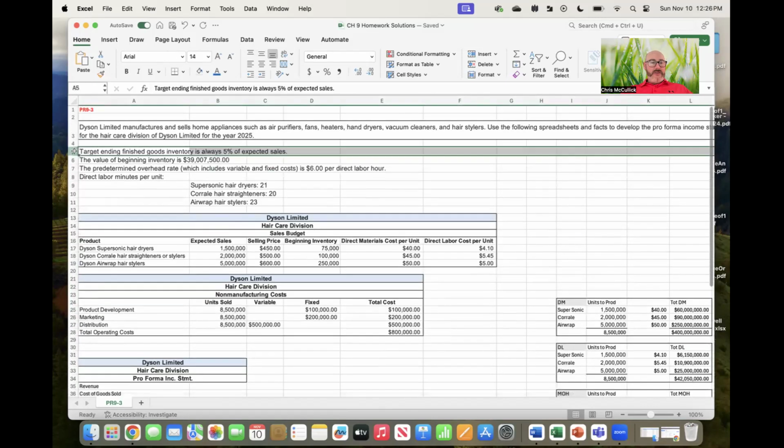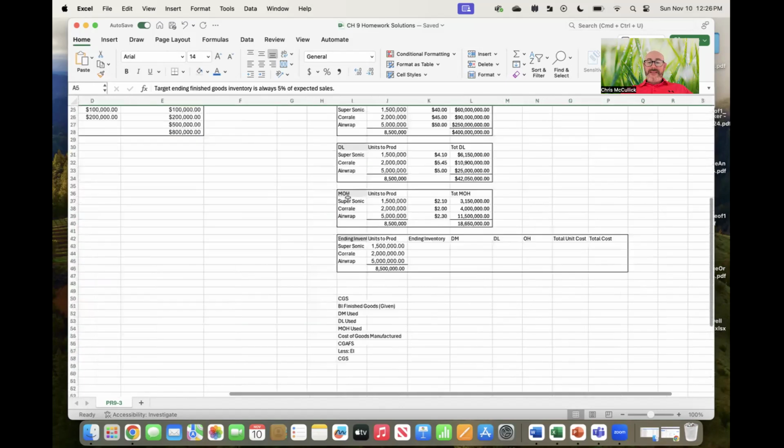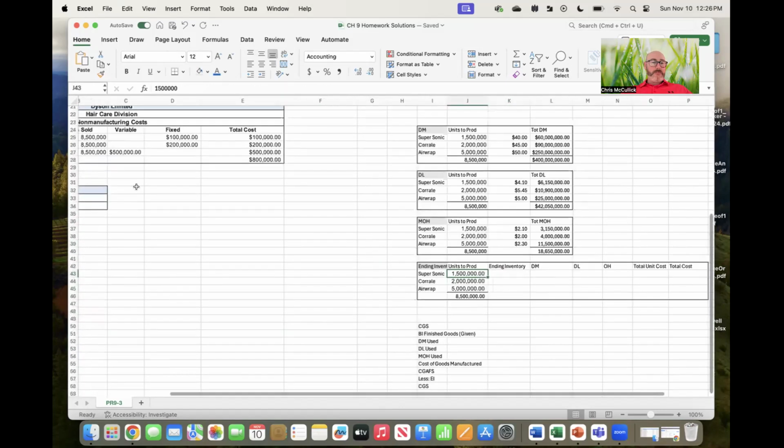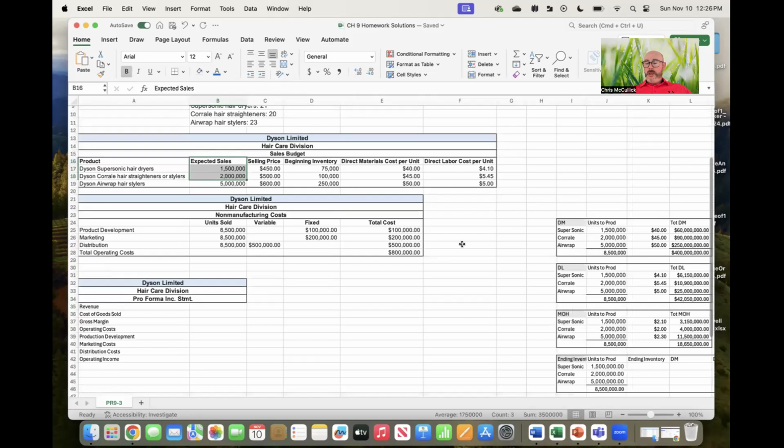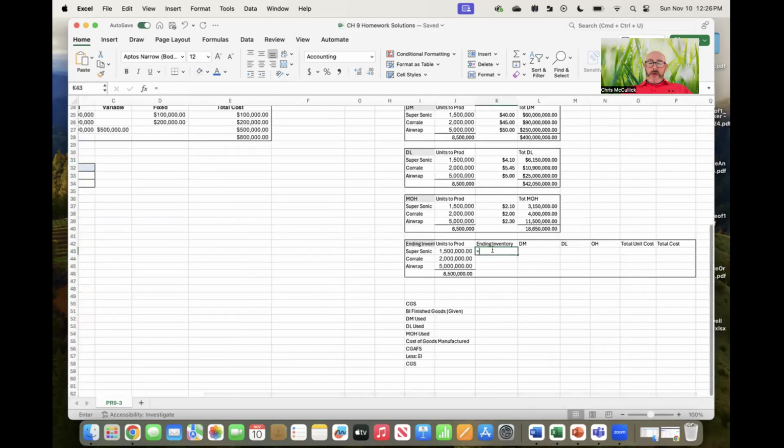It says target ending inventory finished goods is 5% of expected sales. Okay, I've got the listed sales that we have here. Again, I'm just pulling that from right over here. So I've got the expected sales. I'm going to multiply this by 5%, so times 0.05. And then I'm going to drag this down. If we want to, we can sum it up too, but we're really looking for the dollar value here.